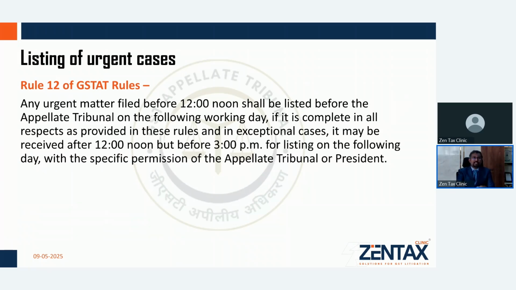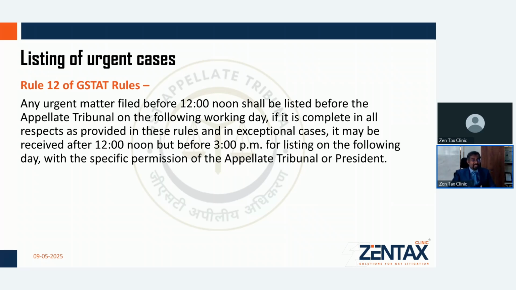Listing of urgent cases: Rule 12 of the GST Appellate Tribunal rules says any matter which is of urgency, if it is filed before 12 noon, shall be listed before the Appellate Tribunal for the next day itself, on the following working day, as long as it is complete in all respects. And in any exceptional situation, even if it is filed before 3 p.m., you may request an urgent listing of this case immediately the next day.